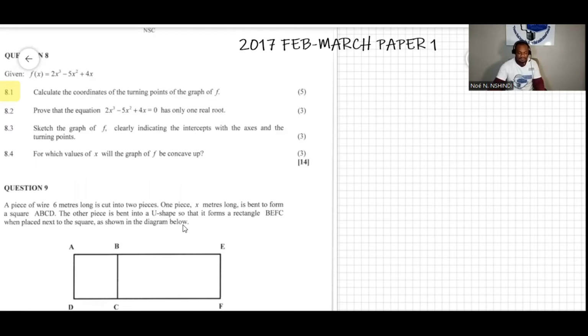I'm going to write the question over here. Question 8. We have f of x equals 2x cubed minus 5x squared plus 4x.